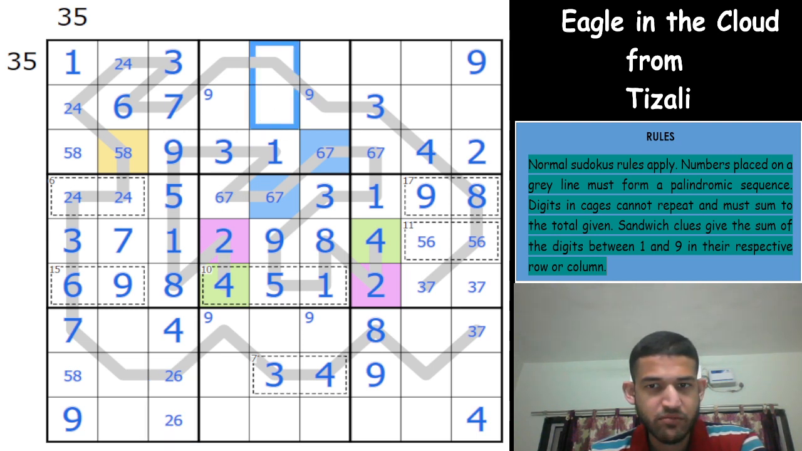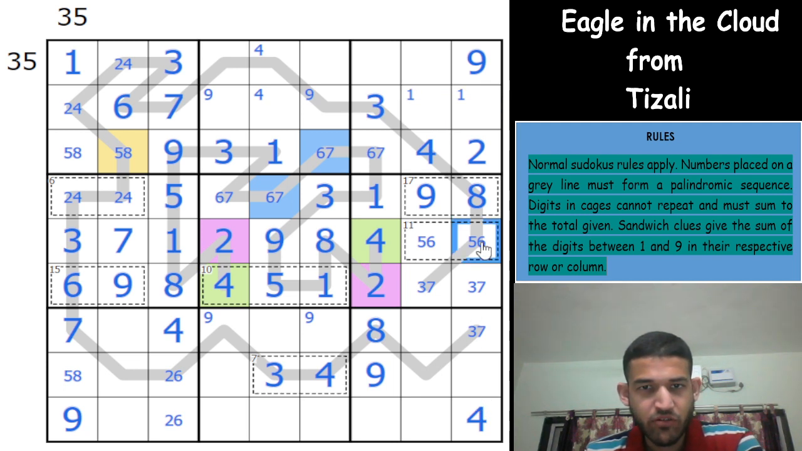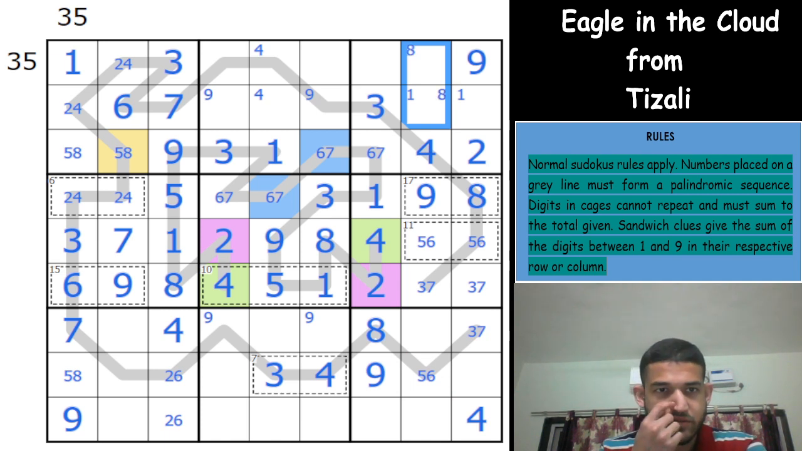Okay, 4 must be in one of these two cells in column 5. One must go in here. Okay, this is 5 or 6, which means that the second cell must be a 5 or a 6. So that gives me a 5 6 pair. Okay, 8 in column 8 has to be in here.